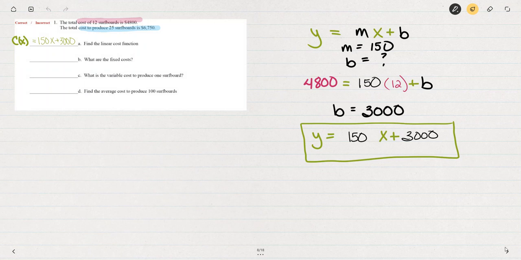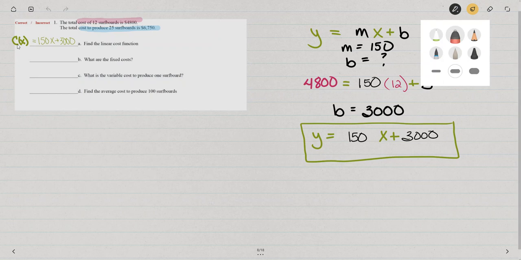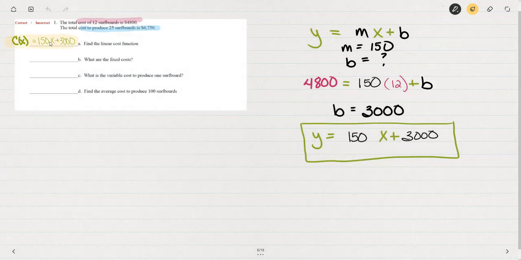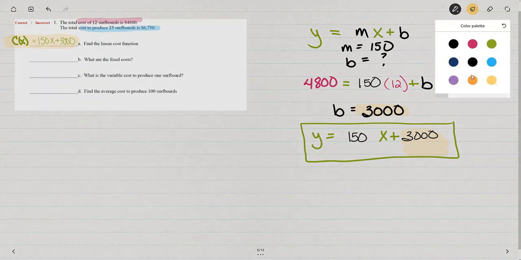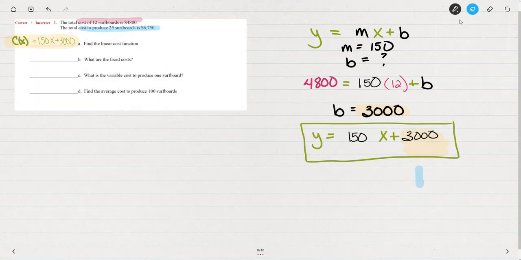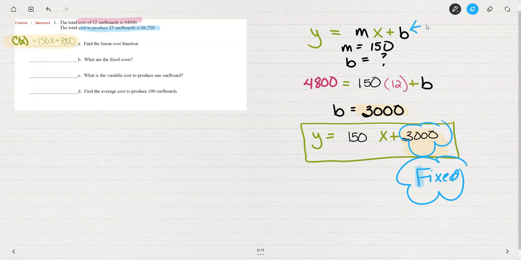Let's interpret these results. Find the linear cost function. I have that the cost of x items is 150 times x plus 3,000. The fixed cost is this 3,000. The fixed cost is the 3,000. That's the b.